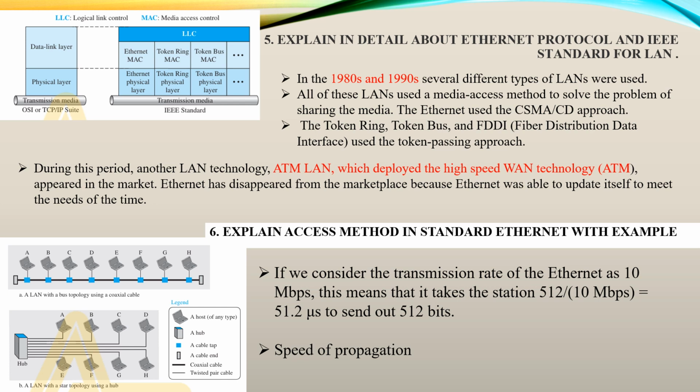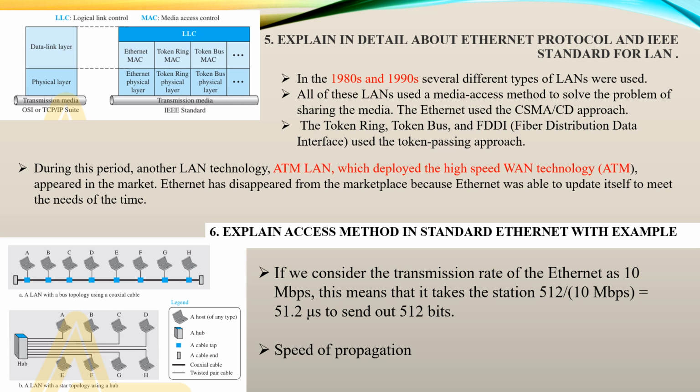Moving on to the next question, explain the access method in standard Ethernet with an example. So this is the diagram that you can portray as an example to determine the access method, determining how station A is transmitting data to station H, and what routes it follows. So through which cable it is transmitting the data. For that you need to know the speed of propagation of the frames, and also you should know the transmission rate of the Ethernet. Maybe the transmission rate of Ethernet is 10 Mbps.